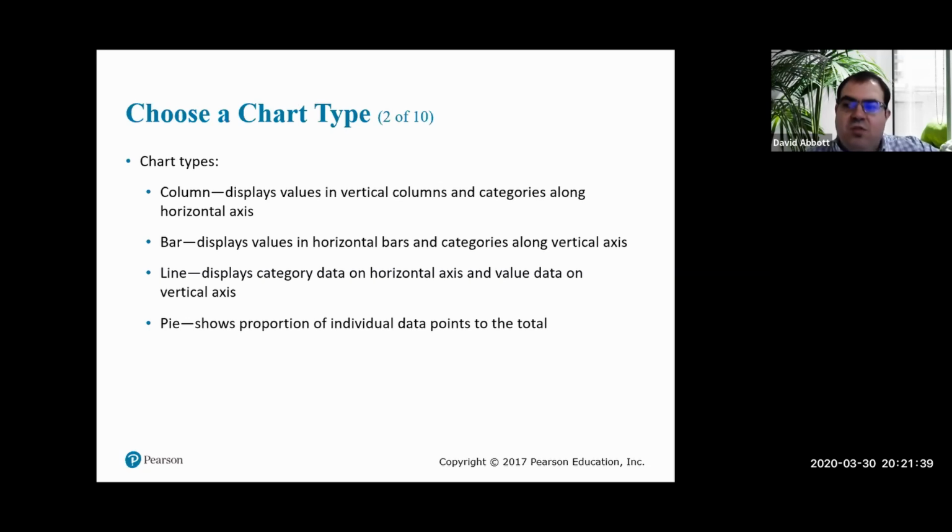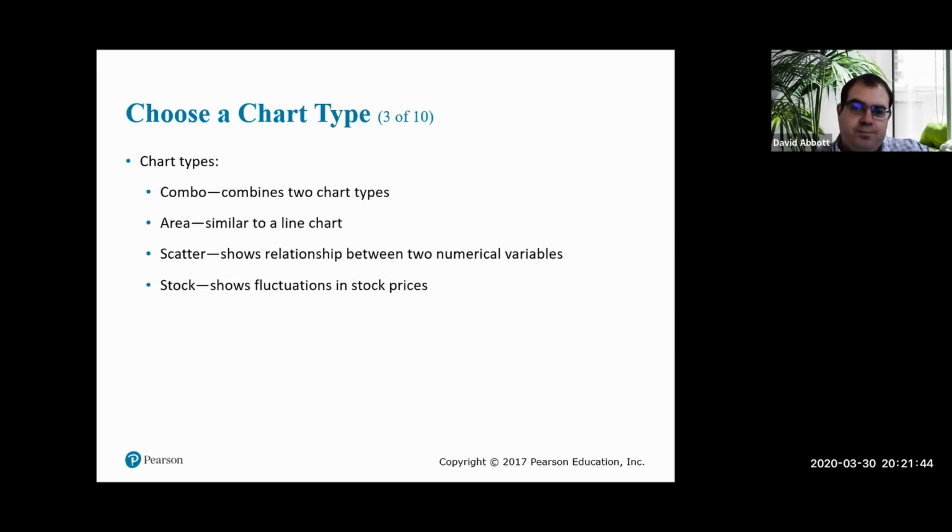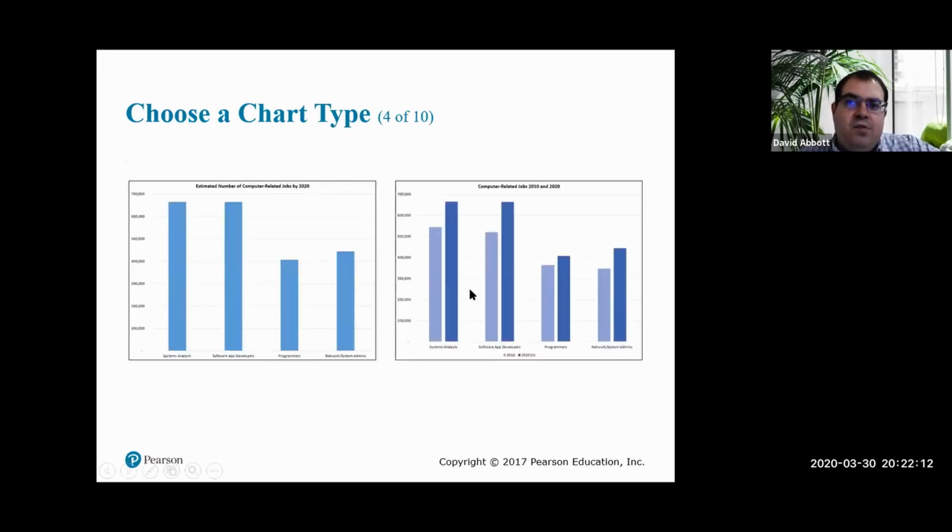So a line chart. A pie chart shows the proportion of individual data points to the total. So it shows you what percentage of that contributes to the total. A combo chart displays two different chart types. An area chart is similar to a line chart, but instead of just being a line, it's actually filled in. A scatter shows the relationship between two numerical values. And a stock chart shows the fluctuations in stock prices. Okay.